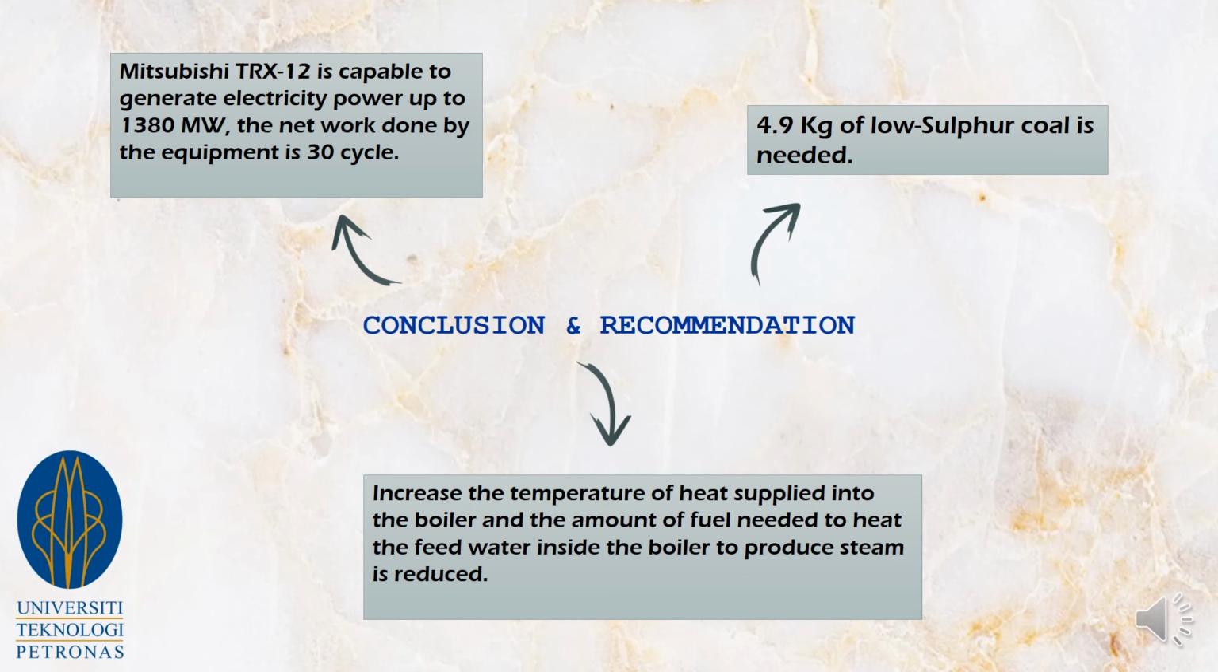Now we will continue the presentation with the conclusion and the recommendation part. Overall, we can say that the high-tech steam turbine Mitsubishi TRX12 is capable of producing the required power, which is 1380 megawatt. However, the net work done by the equipment such as pump, turbines, generators, condensers and boilers must be in 30 cycles. This is because they can only produce 48 megawatt of power in a cycle. To make this happen, we need 4.9 kg of low sulfur grade coal as a source of power.